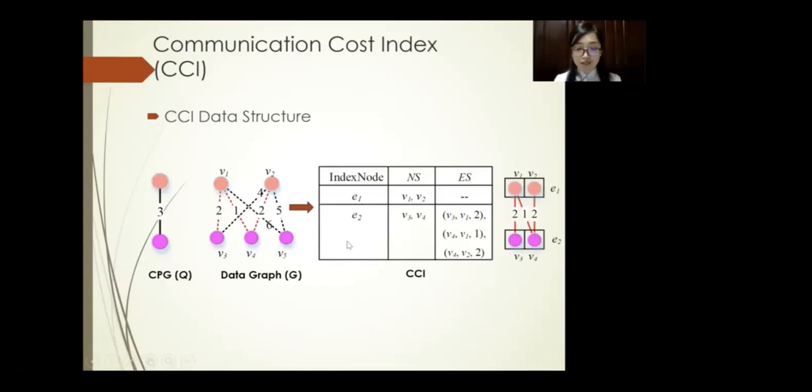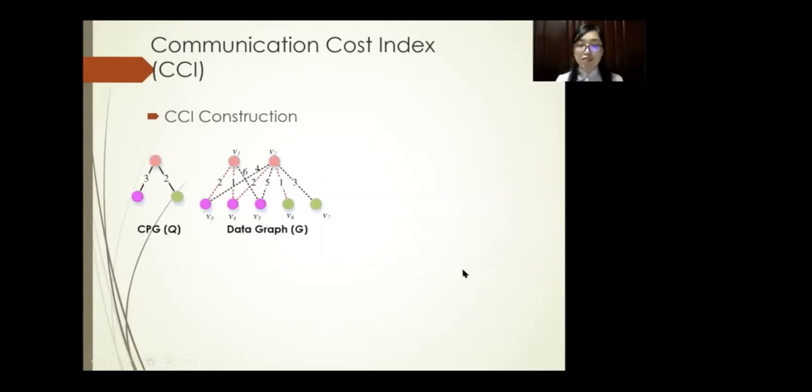The node set of E1 includes V1 and V2. The node set of E2 includes V3 and V4. Only three paths satisfy the communication constraints. They are stored in the edge set of E2. Then, how to construct a CCI?